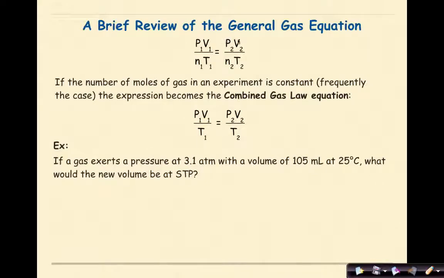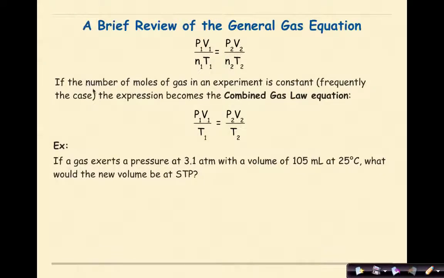A brief review of the general gas equation. So here we have P1V1 over N1T1 is equal to P2V2 over N2T2. Basically, these two situations are set equal to each other as they share the same ideal gas constant.